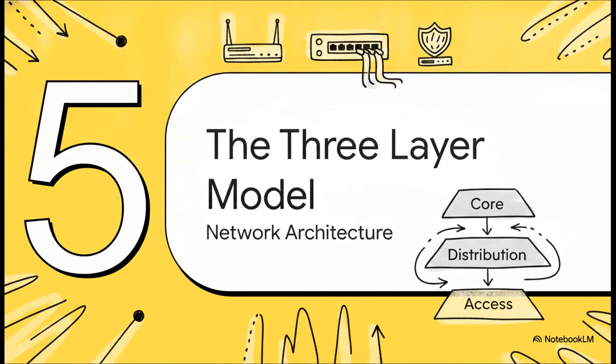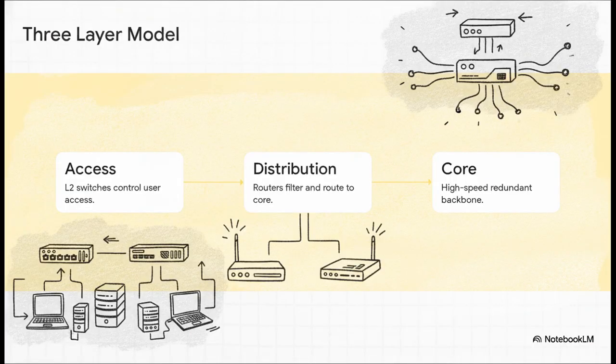Finally, section 5, the 3-layer model. And this brilliantly illustrates how these distinct devices don't just exist in a vacuum, right? They unite to form a complete, highly efficient network architecture. Cisco actually defines this through a very specific hierarchical model. Let's just step through this from the bottom up. At the very base, we have the access layer. This is where your everyday layer 2 switches live, providing that direct connectivity and port security for your workstations and servers. Moving up, we hit the distribution layer.